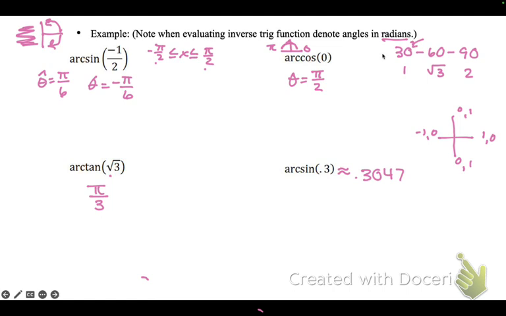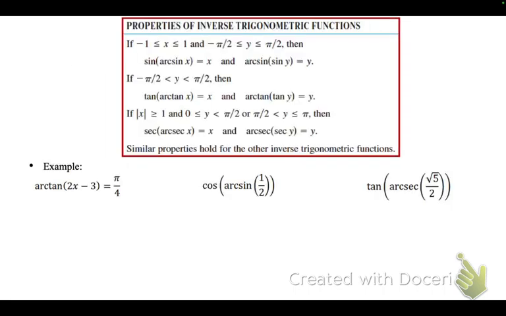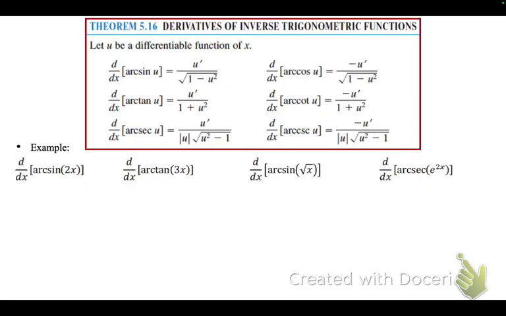Guys, making me sad. Okay, but the whole point is to find the derivative. Okay, don't worry about this. Oh, it's going to switch on me because I touched it.